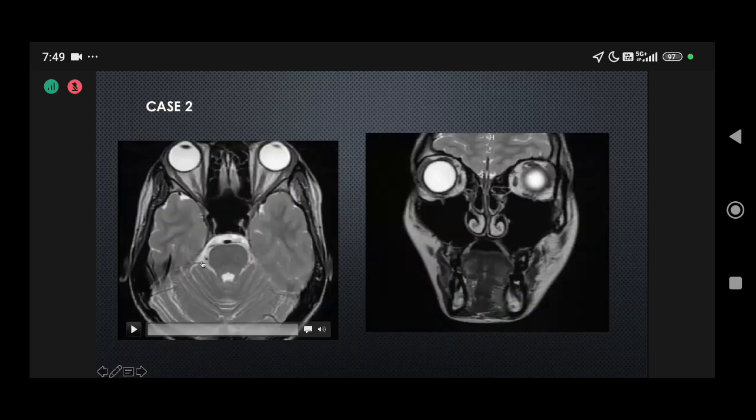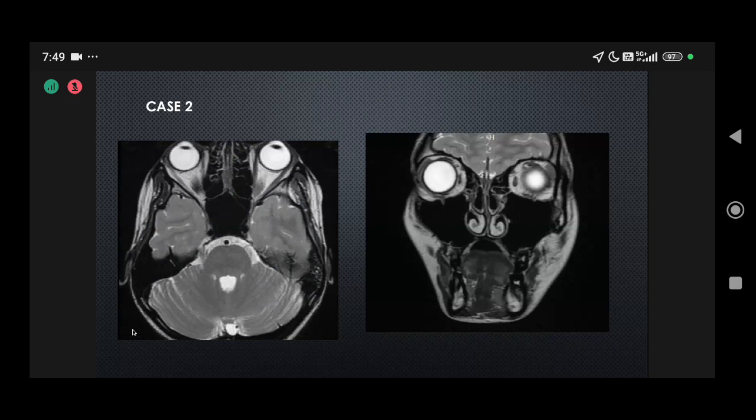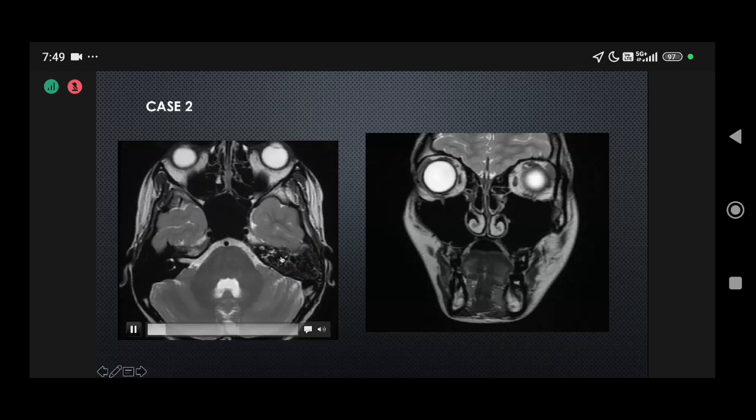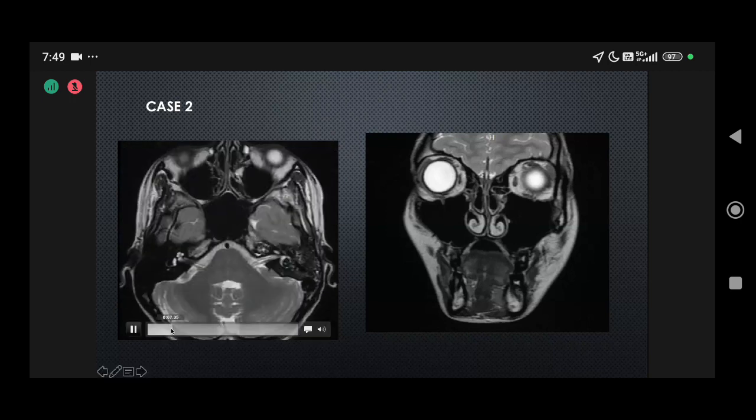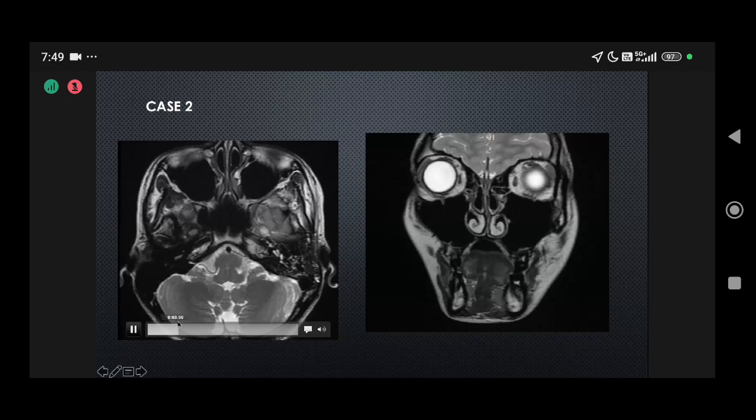Coming to the next case. This is the axial T2 weighted MRI. We are going cranial to caudal. We are moving down now. So now look at where we are seeing the lesion. Okay, we are going down.